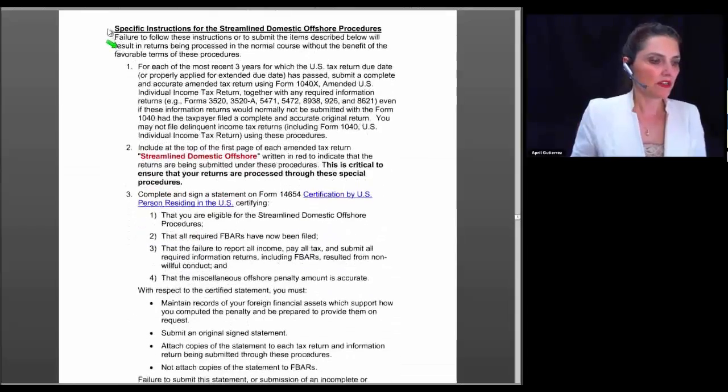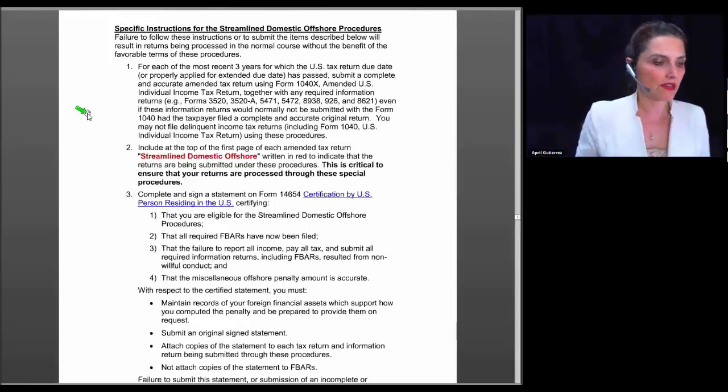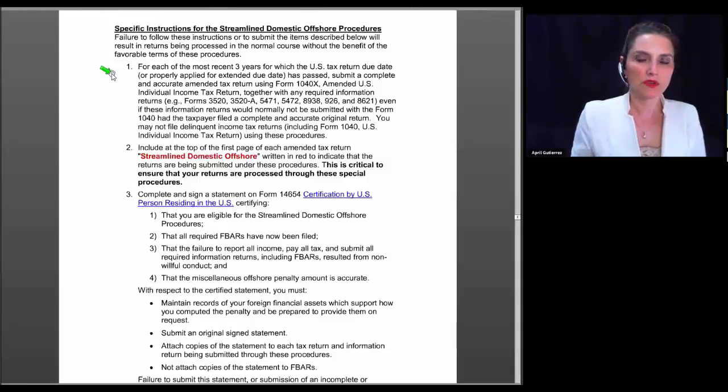Let's move on to specific instructions for streamlined domestic offshore procedures. This is where we're going to talk about the specific things that have to be done as a part of the application program. Number one, for each of the most recent 3 years for which a U.S. tax return due date has passed, submit a complete and accurate amended return using Form 1040X. Be sure to attach to that amended return all other required returns and forms. For example, if you need to file an 8938, be sure it is attached.